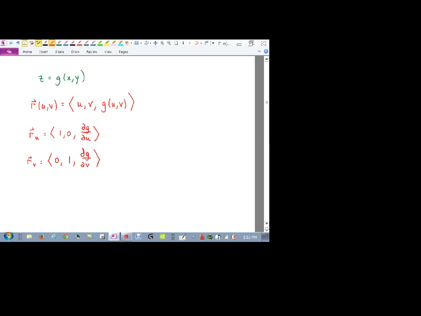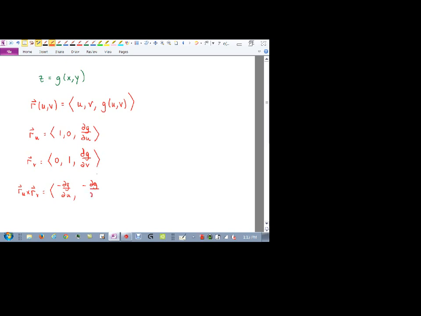And now if I cross those, what do we do? We cover up these two, right? And we do that little here to here, here to here, right? So what would we get? 0 times this is gone, minus partial g with respect to u times 1. So this cross product is, negative or positive? Negative partial g with respect to u. And now we do the j component, so we cover up j and we go 1 times this, but then it's opposite, right? So negative partial g with respect to v.